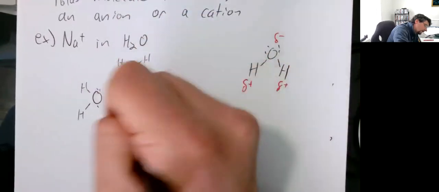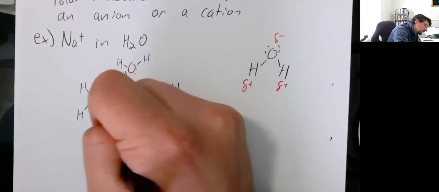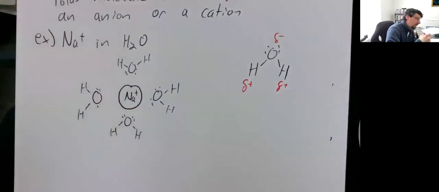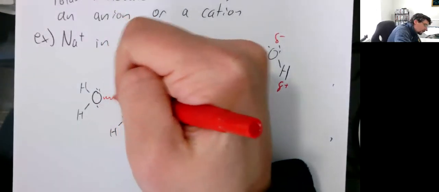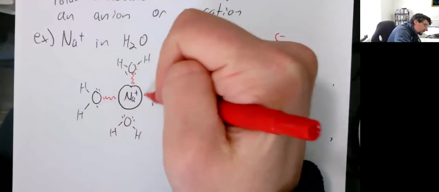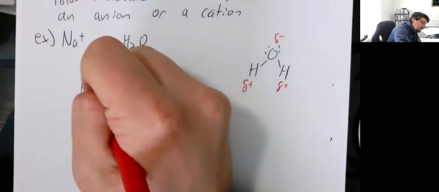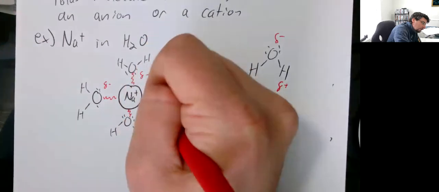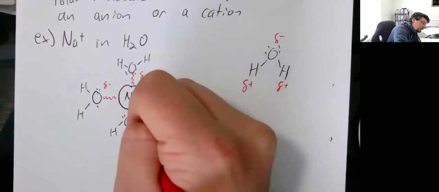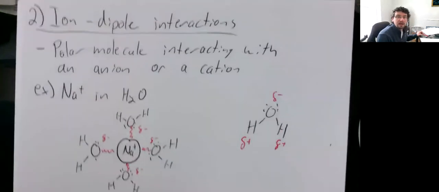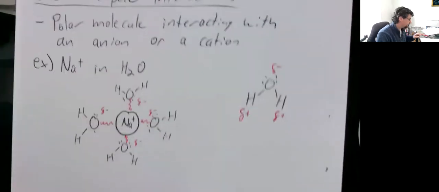And these waters coordinating around this cation, this is known as a sphere of hydration, but this is actually the attraction here. So it's a stabilizing interaction. So these negative ends, they all point towards that positive end. And that's an energy lowering interaction. So those are ion-dipole interactions.